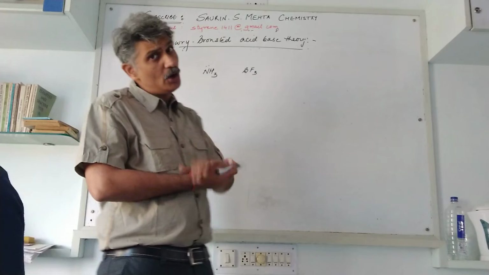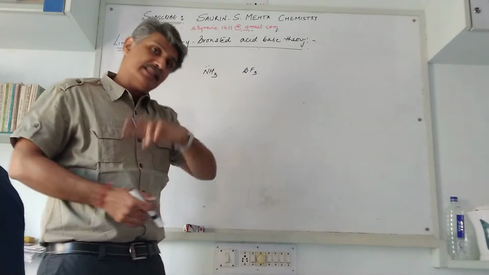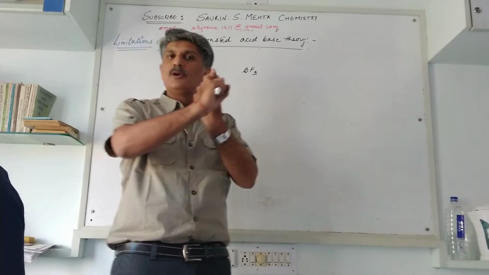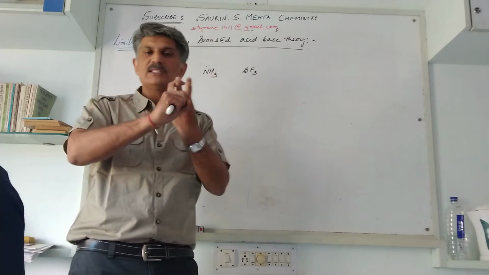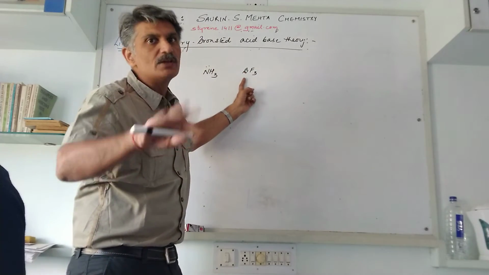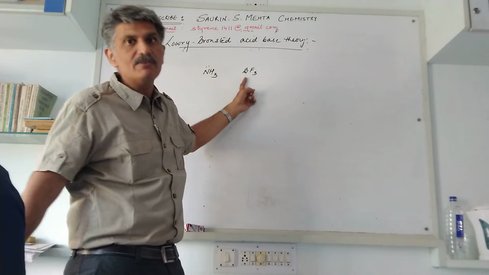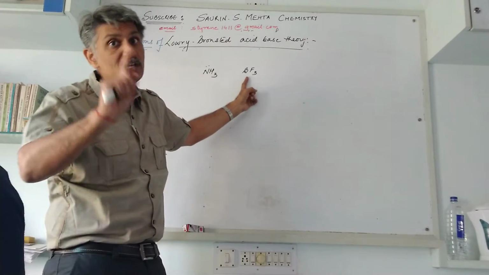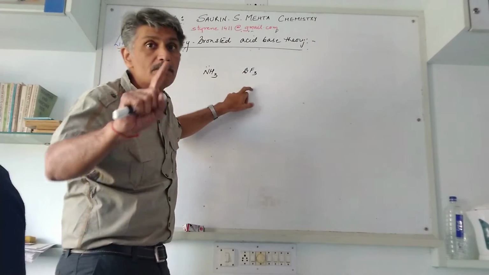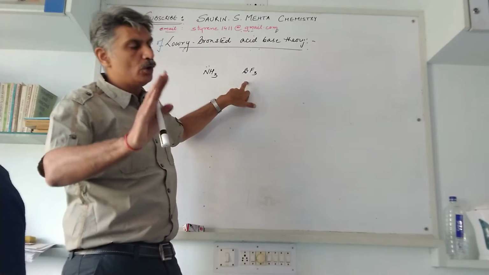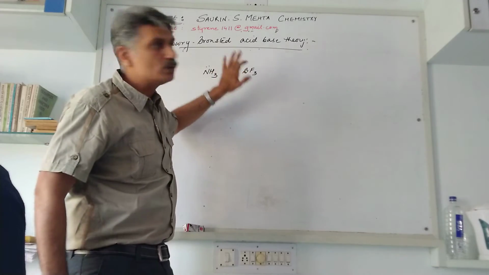If you consider the Lowry-Bronsted acid-base theory, there again we had a concept of proton transfer or exchange. A compound which loses a proton is an acid, which accepts a proton is a base. Here again there is no question of losing a proton because it doesn't have a proton. So according to this theory, it cannot be an acid. Do we have H? No, we don't. So it is not an acid according to this theory, right?